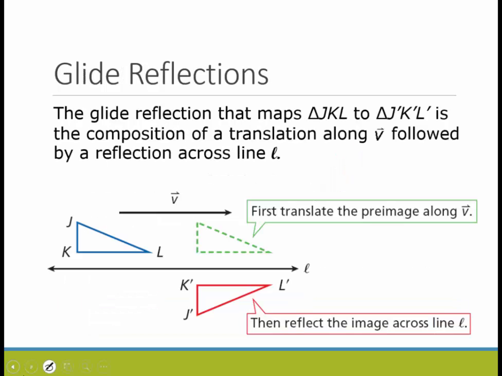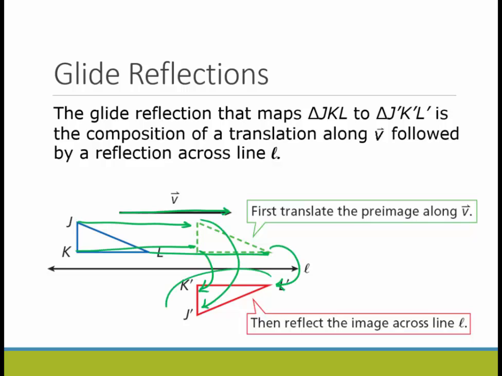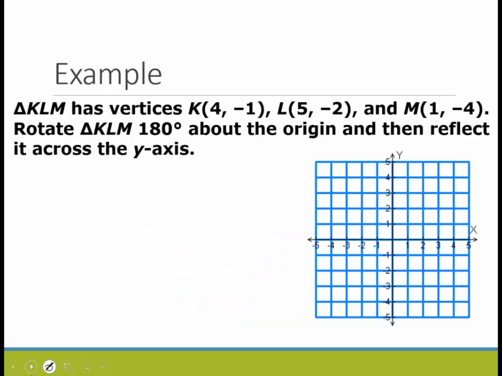So a glide reflection is the one that we're going to do most often. A glide reflection that maps JKL to J prime, K prime, L prime is the composition of a translation along a vector followed by a reflection across a line. So we translated along the vector, we moved it this much, so each one of these points got moved that much. And then we flipped it over. So you flip over all parts of it, and then this right here is our image.